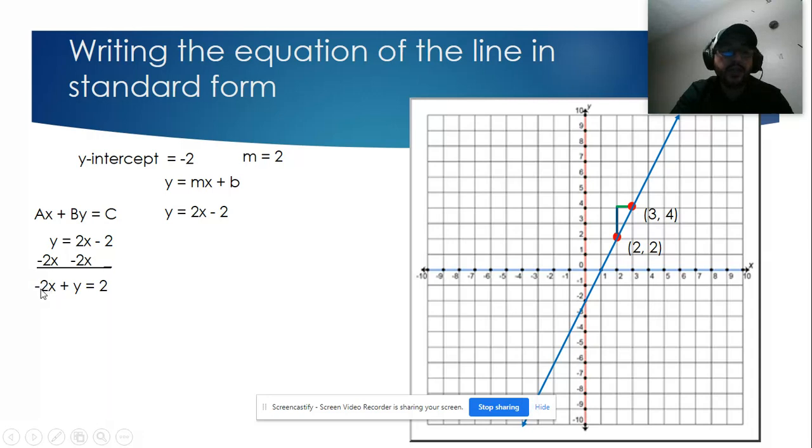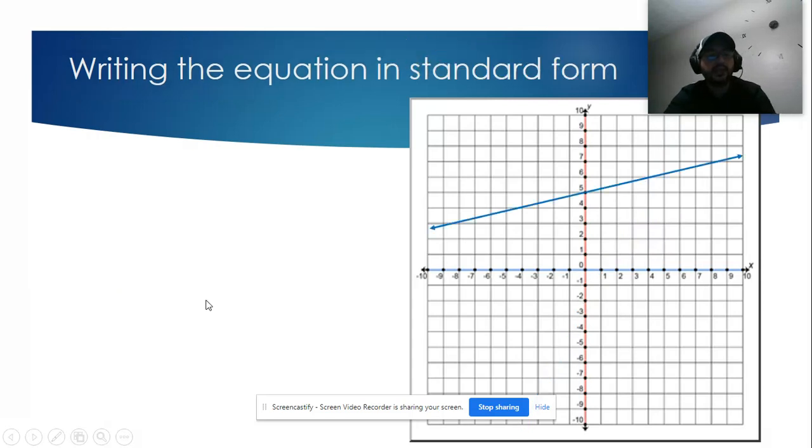Multiply by -1. But if I multiply this by -1, I need to multiply everything by -1. So it will be -1 times -2x, -1 times y, and -1 times -2. So my final answer will be 2x minus y equals 2. And that will be my equation of the line in standard form. Okay? Now, let's see another example.